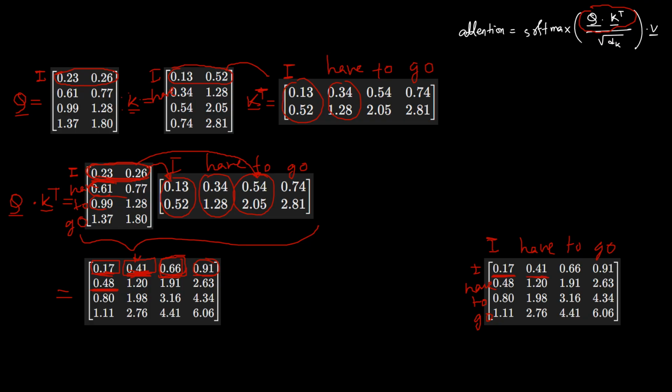The second element is I attending to have. This third element, 0.66, is I attending to 2. Likewise, this element, 1.11, is go attending to I. This element, 2.76, is go attending to have. Let me reiterate it again. How is this element go attending to have? Because to find this element, 2.76 here, what you did was you multiplied this fourth row with this second column. This multiplication produced this element.